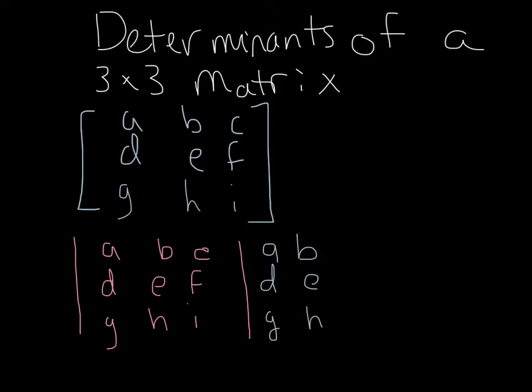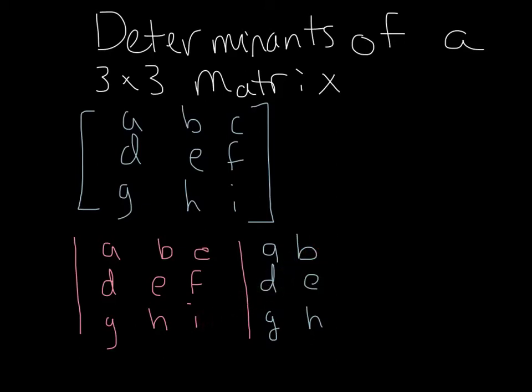What we're going to do with these matrices is multiply diagonally. So we're going to multiply A, E, and I together. Then we're going to multiply B, F, and G together. And we're going to multiply C, D, and H together. When we multiply those, we're going to add all of those up. And we're going to subtract the product of GEC, HFA, and IDB.